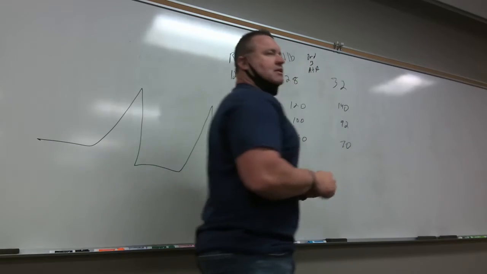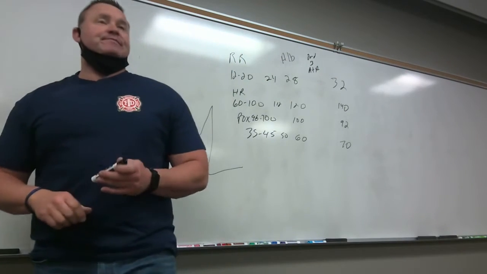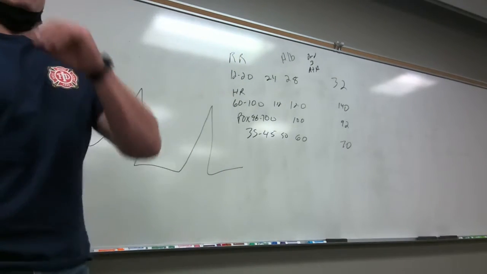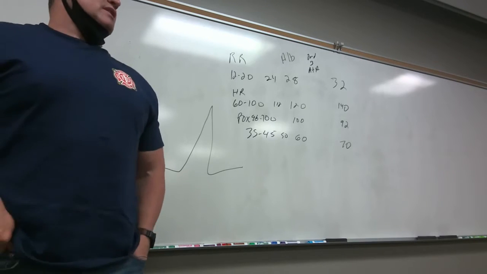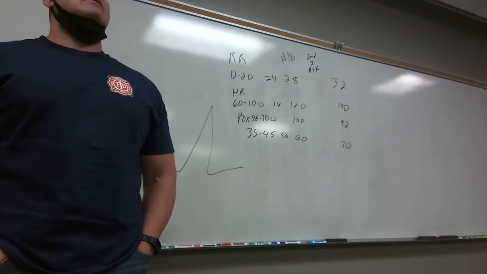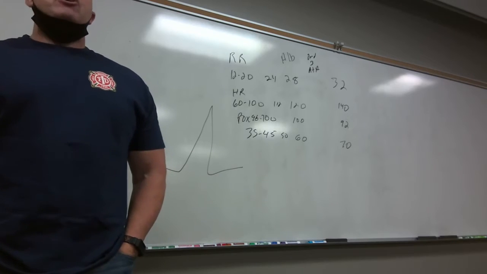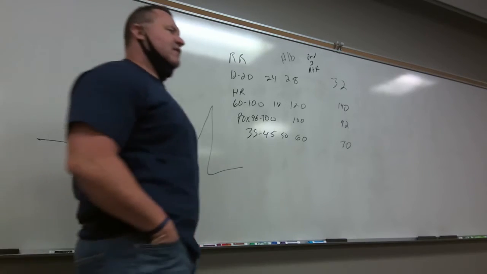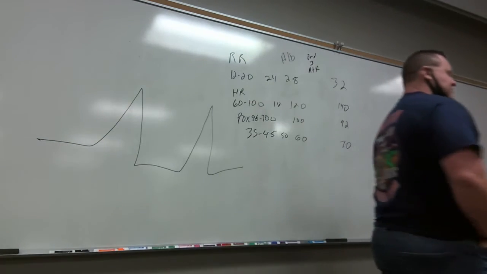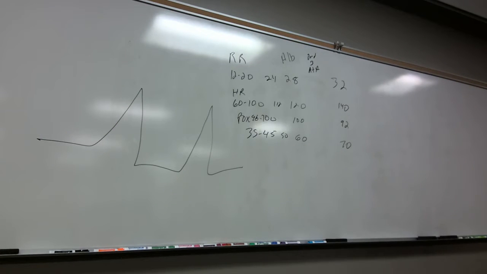If I give them 3 treatments and I'm here, 32, 140, 92, and 70, after 3 treatments, they're not getting any better. So what drug should I give now? Not Solumedrol, not MAG, Epi. 3 treatments, no relief, Epi 0.3 milligrams, 1 to 1,000, sub-Q or IM.